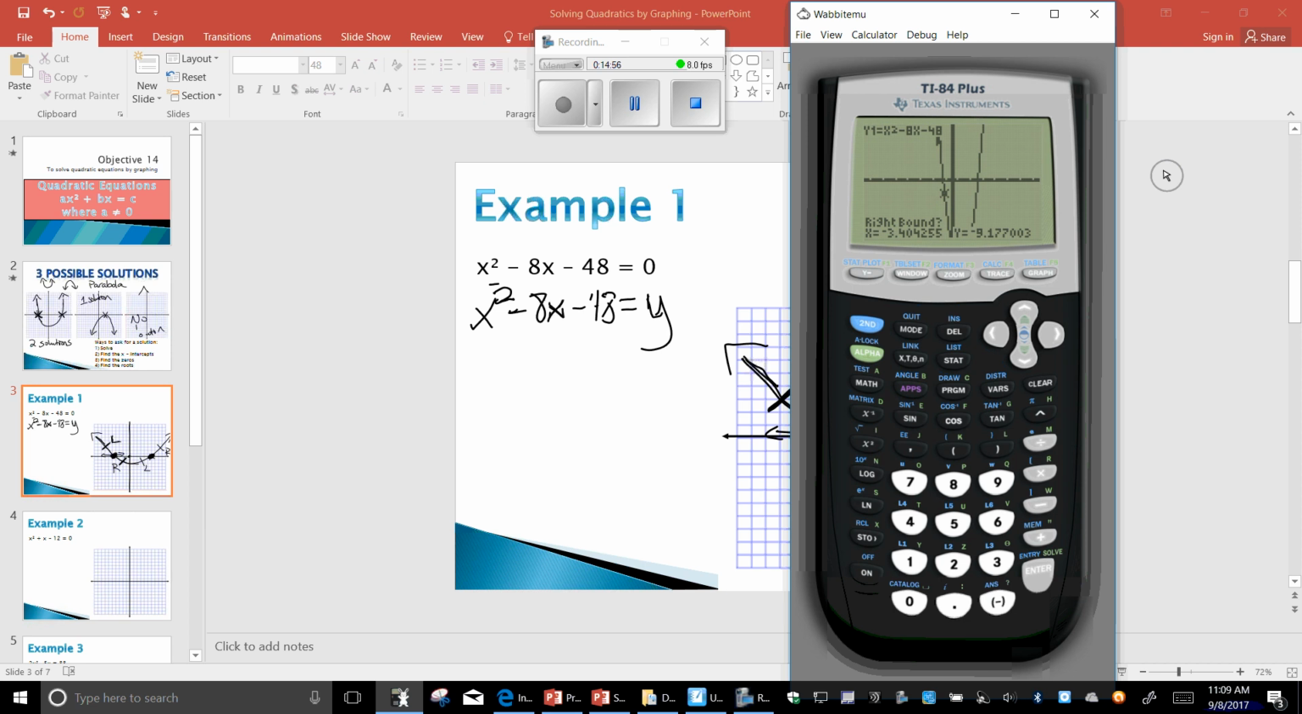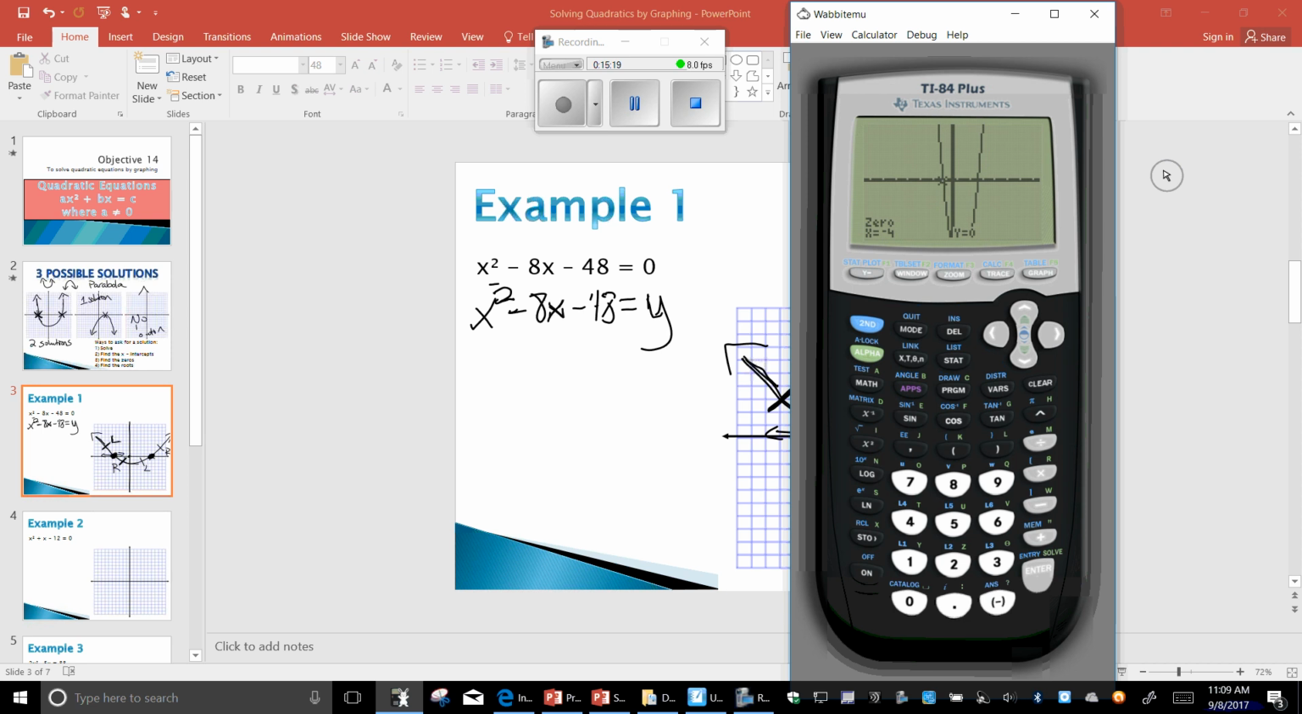Well, as long as you're below it, you're okay. So click enter. And the calculator says, do you want to take a guess? So we're going to click enter again. And it gives us our answers. X is -4 when y is 0. And we don't care about the y. We know y is 0. Okay? I want the x. X is -4 when y is 0.